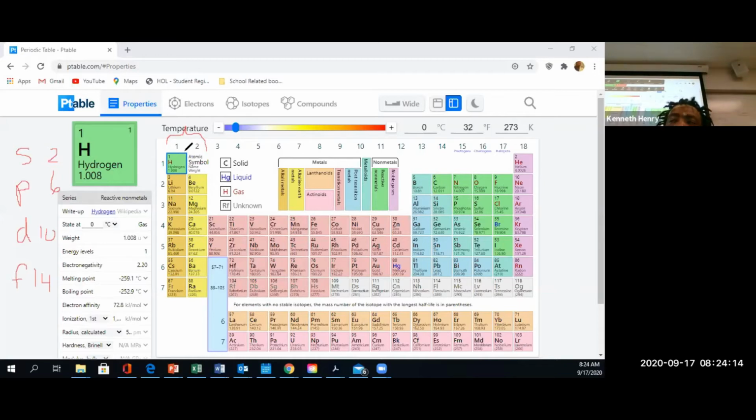So the first 2 hold the S, the electrons that would be in the S orbital. This would be your P sublevel. This would be your D sublevel. And this would be your F sublevel. Now, I didn't repeat myself because I'm old. In this case, normally that would be the reason, but I repeated myself so that you guys can actually see.